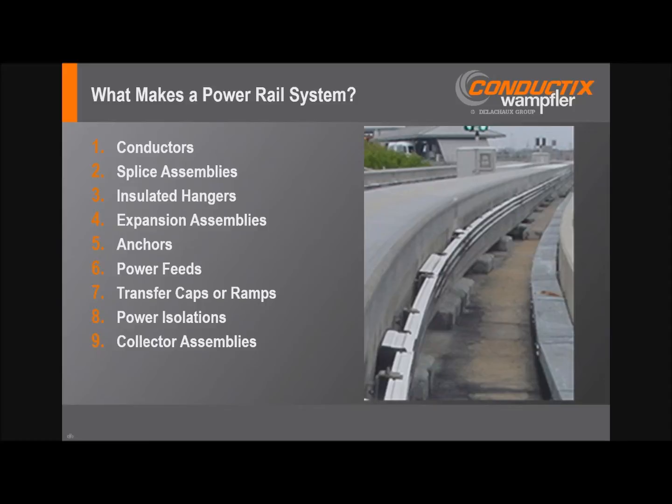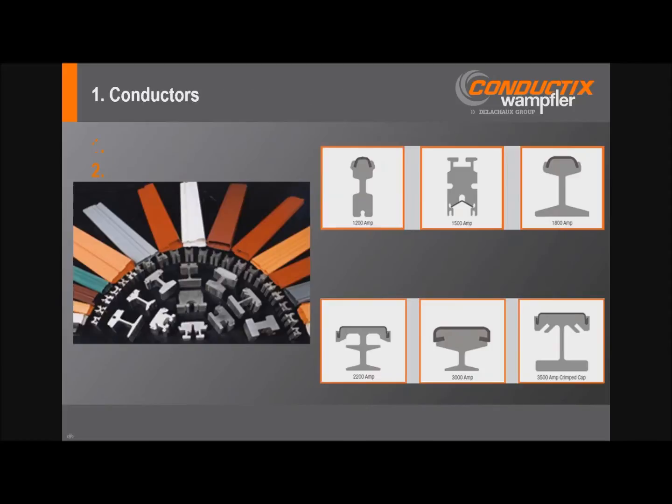The power feeds are simply the feed cable connection to the power rails from the substation or traction system. Transfer caps or ramps, which help manage the collector through gaps and switches. Power isolations, which segment the power rail into zones or blocks. And then the collector assembly, which is essentially the interface between the vehicle and the power rail, providing a sliding contact for transferring the power to the vehicle.